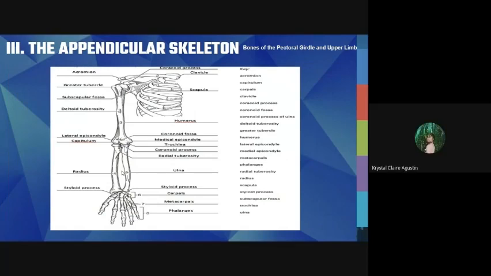Thank you, Miss Adan. Now let's move on to part 3, which is the appendicular skeleton, entitled Part 1, Bones of the Pectoral Girdle and Upper Limb. May I call on Miss Albarracin to further discuss this topic.